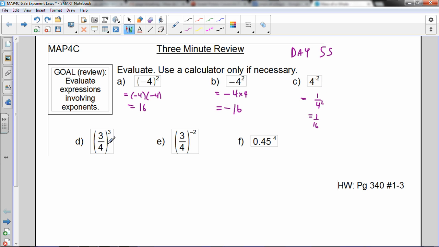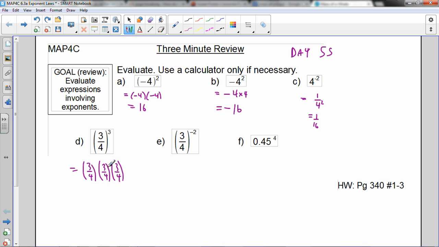What about 3/4 to the exponent 3? Well, you might be tempted to reach for that calculator, but please don't. I don't think you have to. This means 3/4 times 3/4 times 3/4. Well, you might say I can't do that. Well, look on the top here.